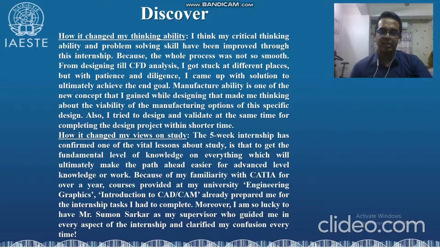So one of the new things that I acquired from this internship was thinking about manufacturability. Before the design, I had to go through some resources about the manufacturing options of this specific design. I also got to know about manufacturability from them. So keeping that in mind, I tried to design and validate at the same time to complete the design project within a shorter time.